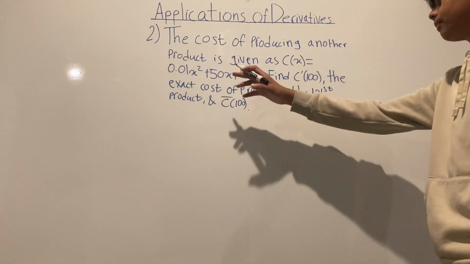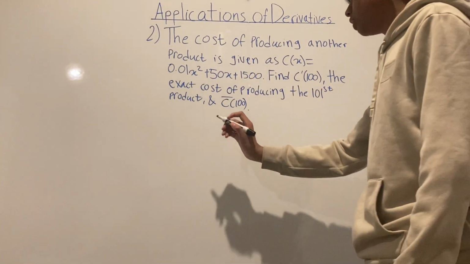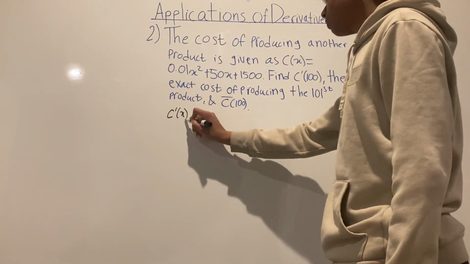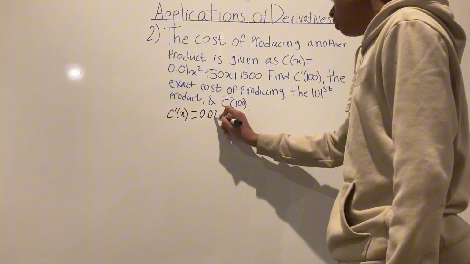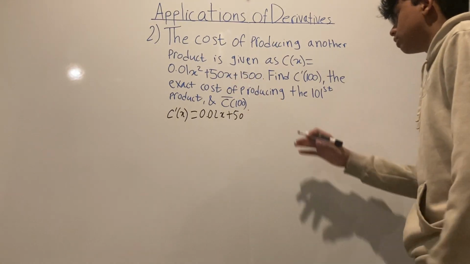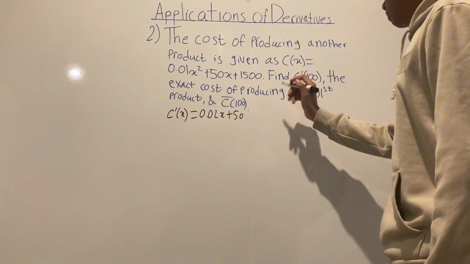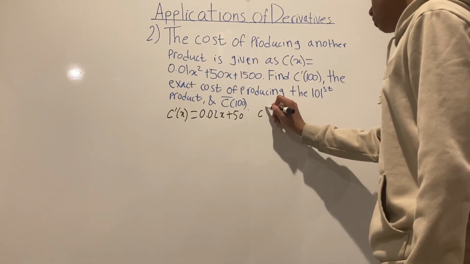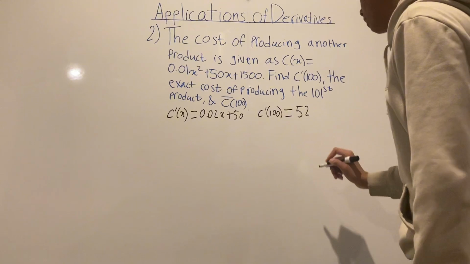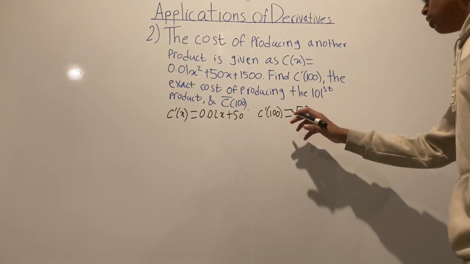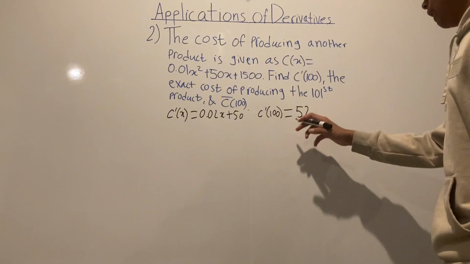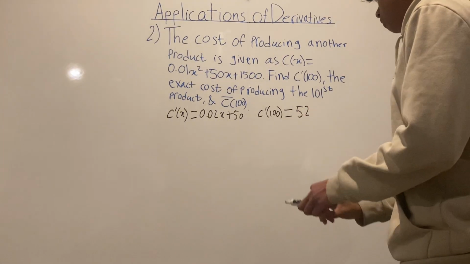So first, let's just find the derivative of the cost function, which is the marginal cost function. So C prime of X equals 0.02 x plus 50. And this gets cut off because it's just a constant. So we need to find C prime of 100. So C prime of 100, if you put this into your calculator, you're going to get 52. So this means that to create the next product, it's going to cost $52, the next Pokemon card. So let's box that in.